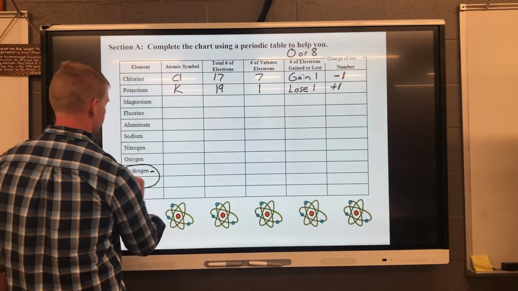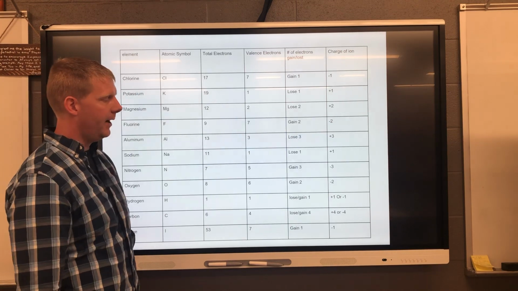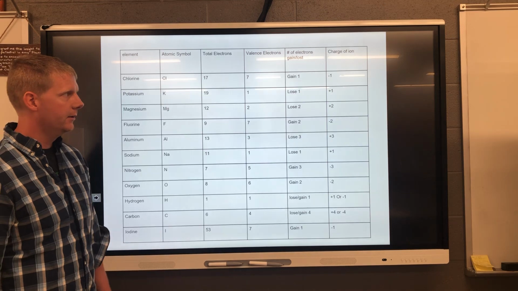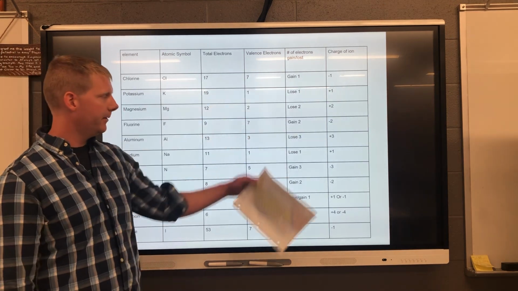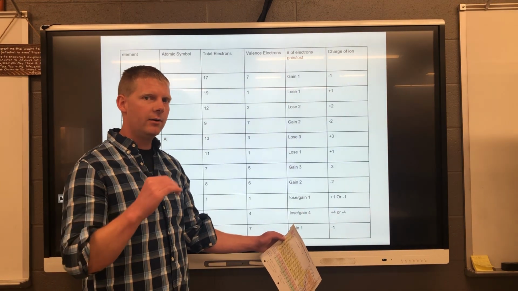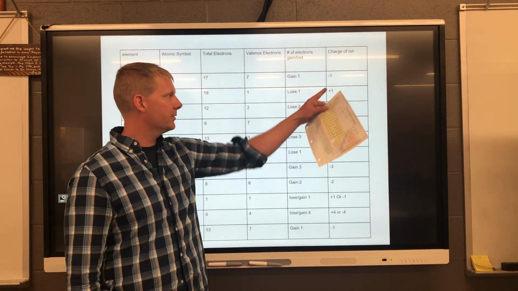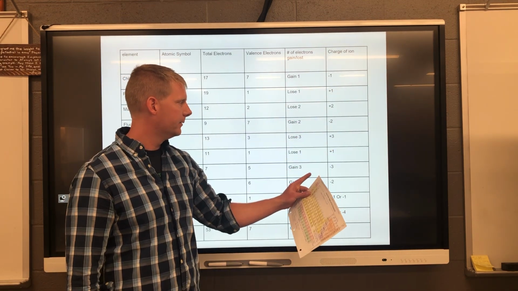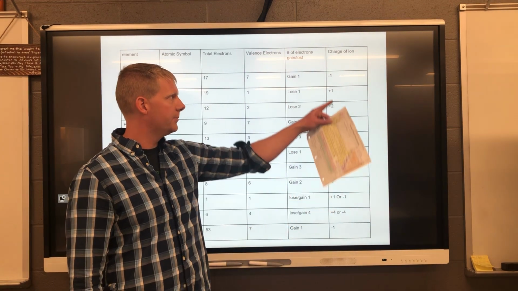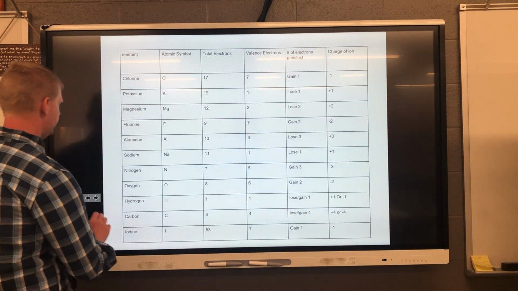All right, once you have it filled out, again, you can pause this to check your answers here. Make sure that you're getting the correct number of valence electrons. Gaining or losing electrons, getting to that 0 or 8, the magic number there. And then based on that, if you're gaining electrons, it should always be a negative number. If you're losing electrons, it should always be a positive ion. So pause this, check your answers before we move on.